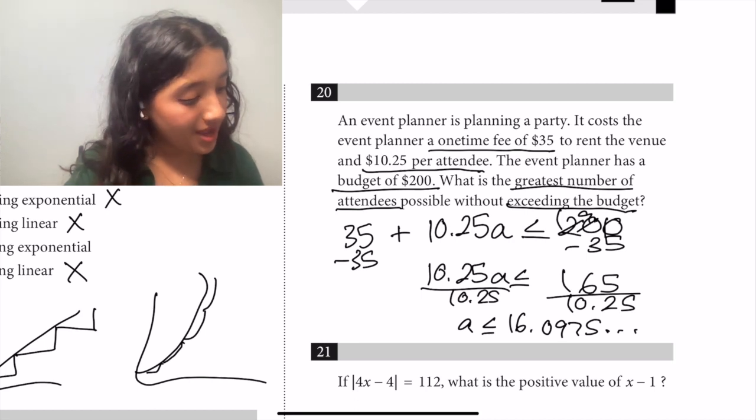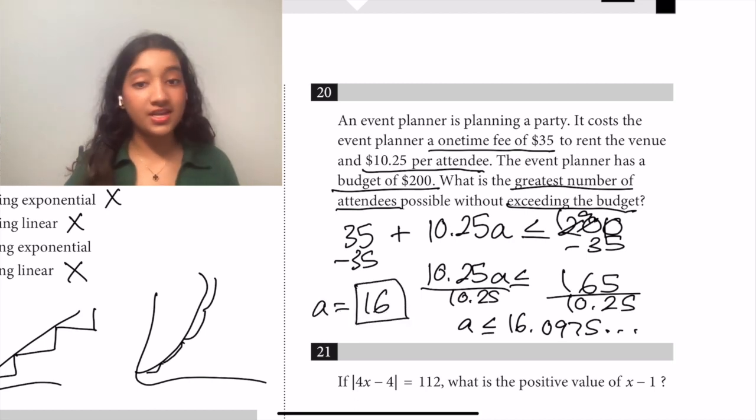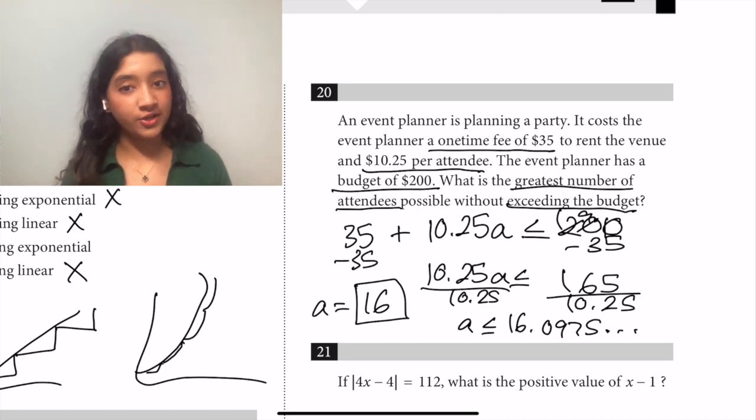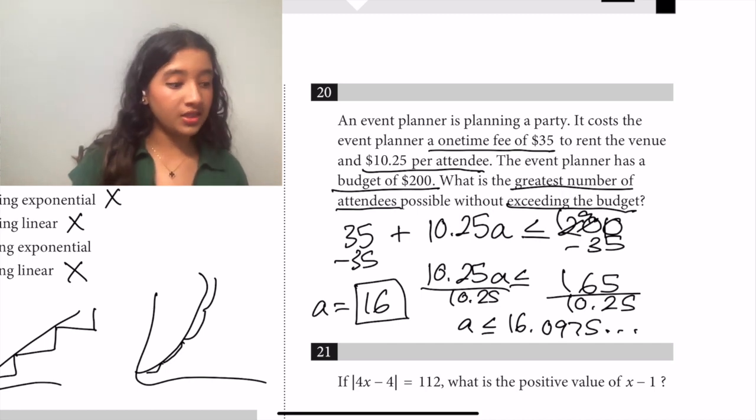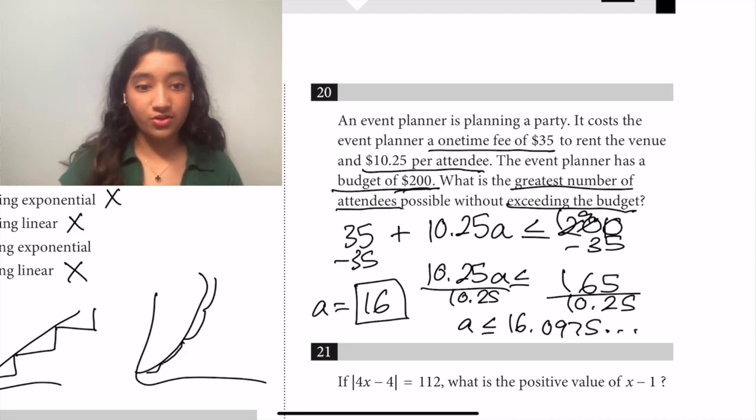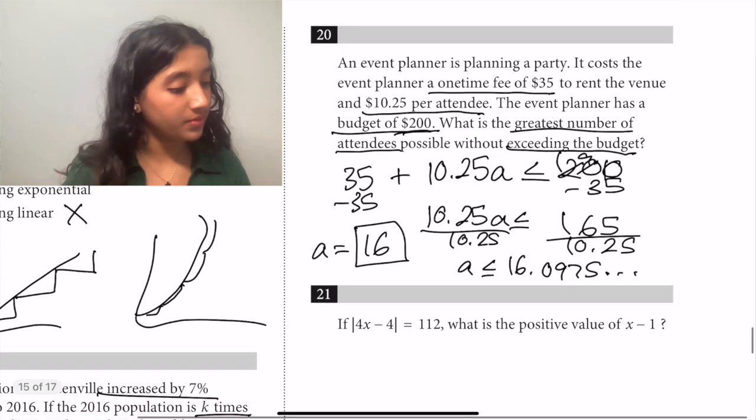we know that a equals 16 is the largest number of attendees we can have without exceeding the budget, because if we had 17, then we'd exceed our budget of $200. So the answer is 16.